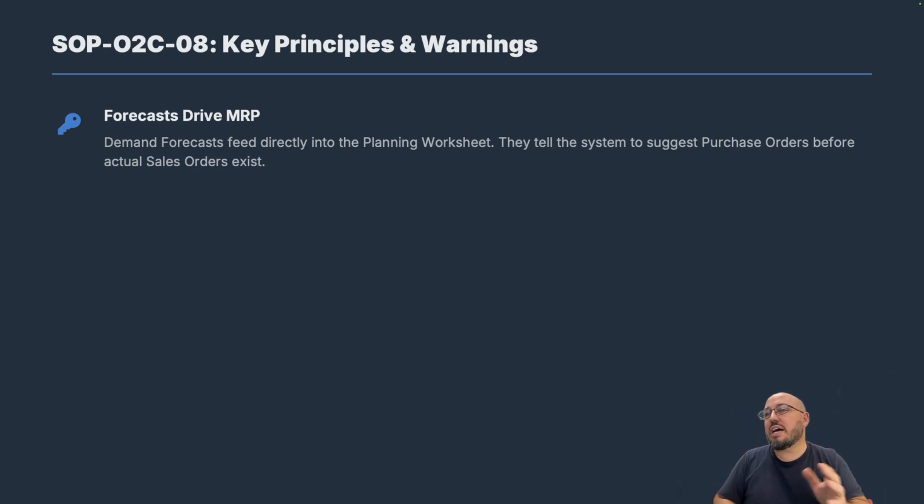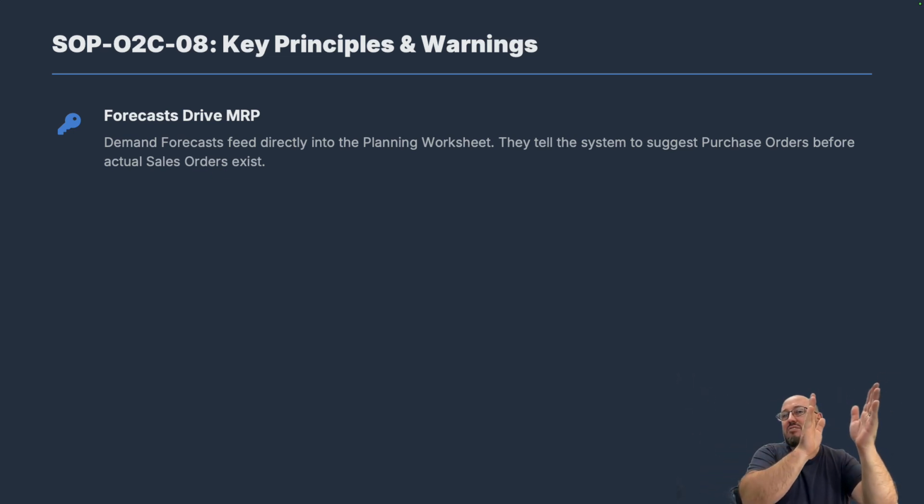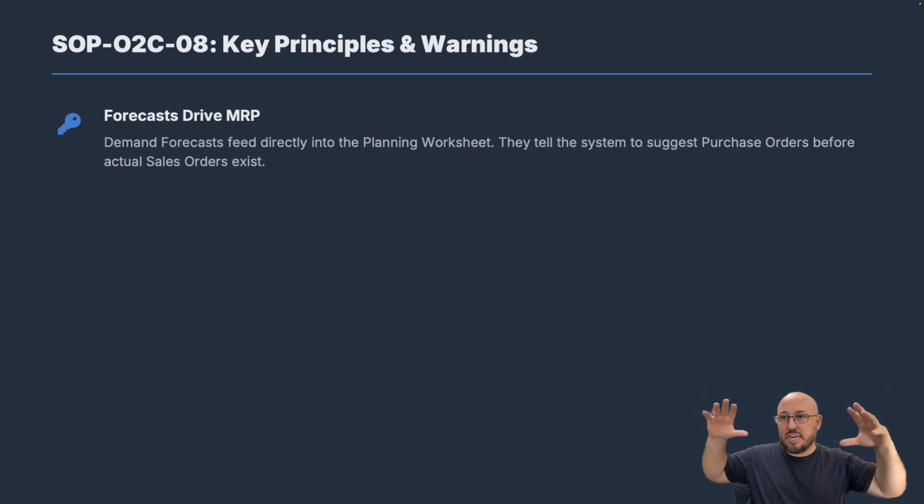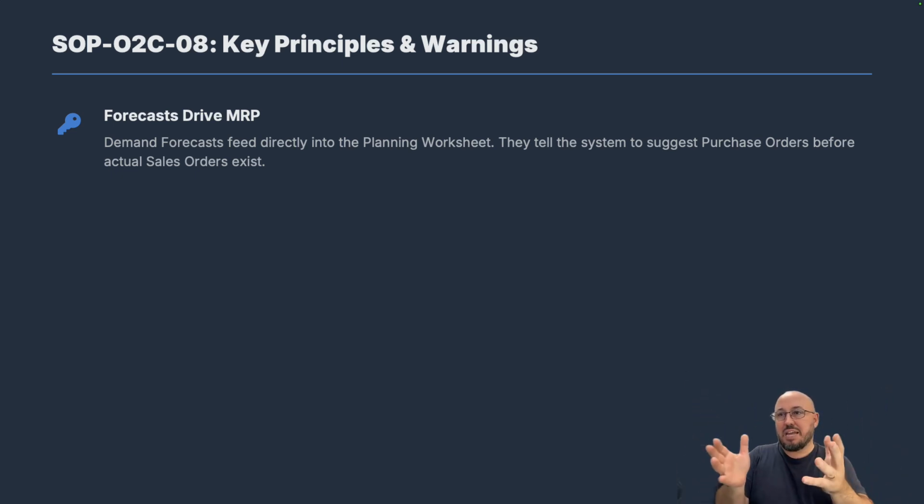The demand forecast is a completely separate system. It's like budgeting versus actual demand. And when you run your planner, you run it for what the demand is in the system plus which demand forecast you want to use as well. And that is how your procurement team get notified as to what they need to do.